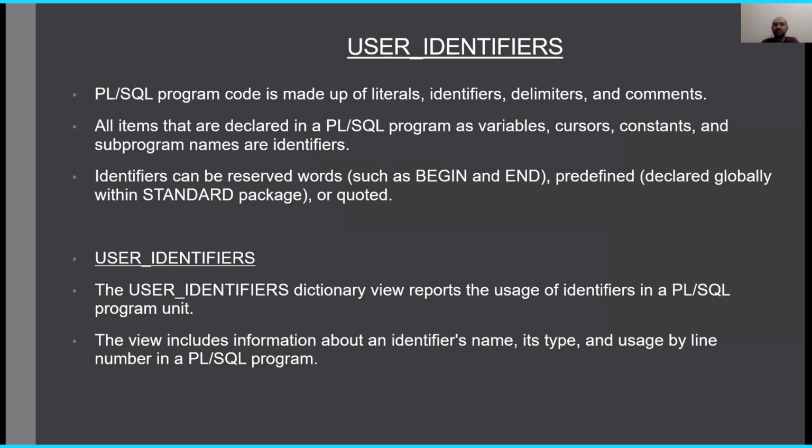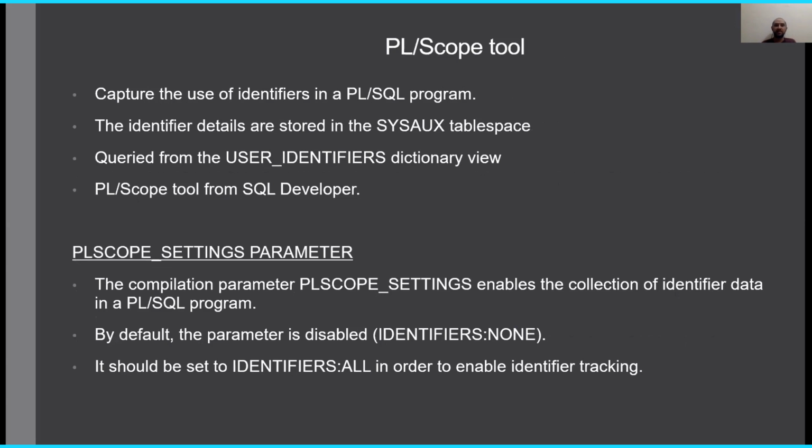So with this information, if you want to get more details about the kind of identifiers which are there in code, and analyze more about that, then you have utilities available for that also. There is an excellent dictionary view called USER_IDENTIFIERS. So let's look at that and see what data it gives. After that, we will look at something called PL/Scope. I'll quickly talk about that and we'll look at a demo together for these two.